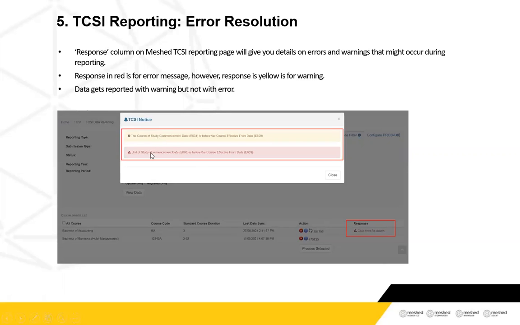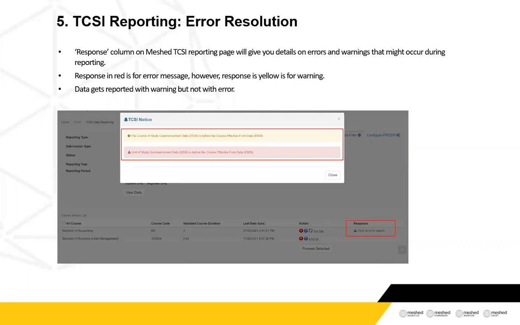So here there are two types of messages. One is in yellow color, which is warning. So you can still report data with warning. The second is red color message, which is nothing but error message. You cannot report any data with error. So first you have to fix that error. After that only you will be able to report that data.